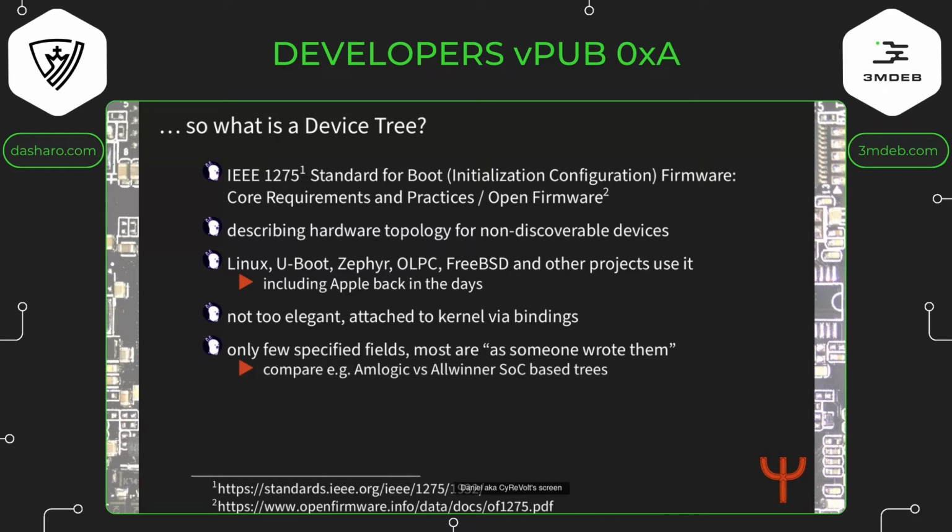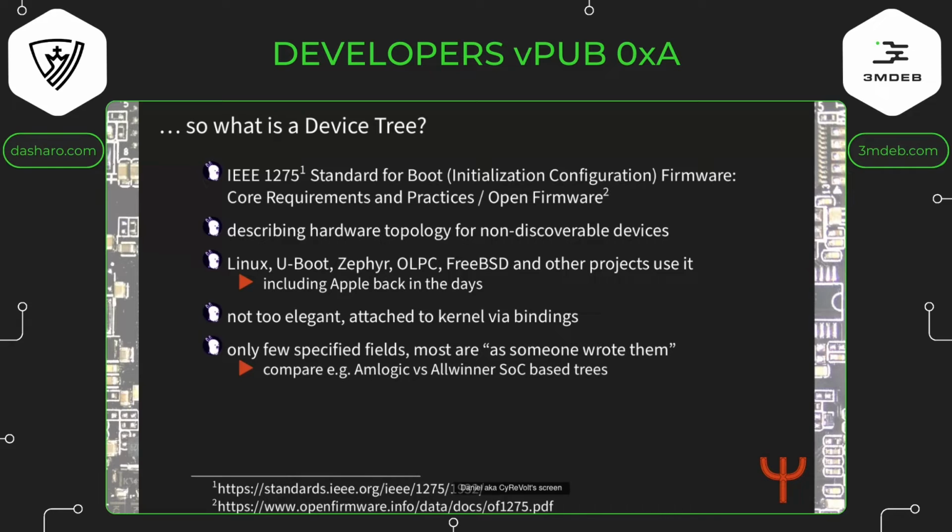There are only a few fields that are actually specified. There is a device tree specification that you find at devicetree.org. It's currently version 0.4, so not even a 1.0 version yet, even though it's already 30 years old or something. But that's how the device tree is used today.